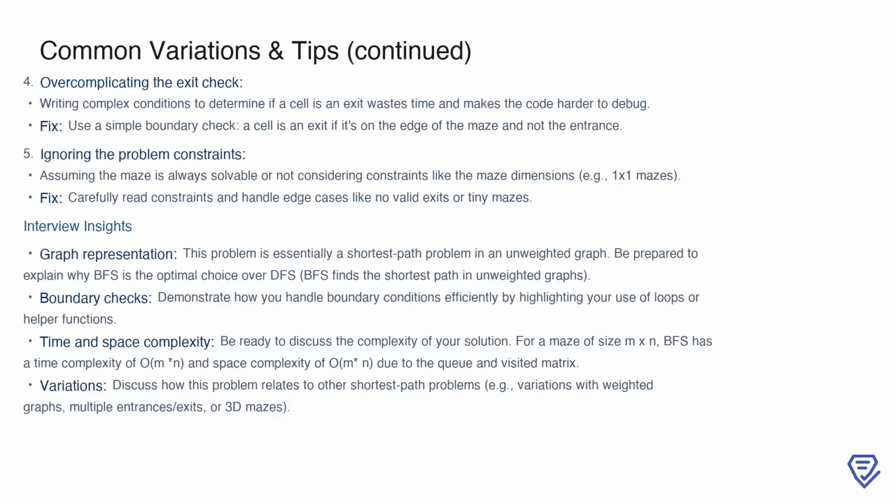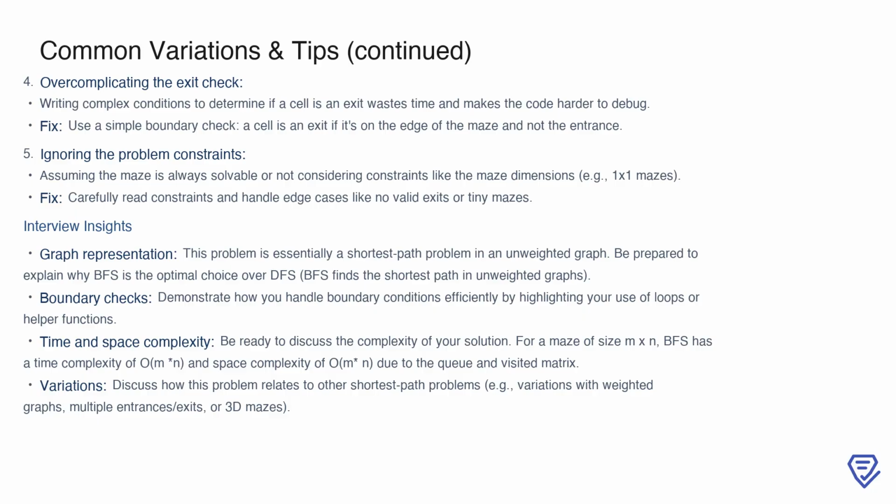In interviews, it's crucial to articulate your approach clearly. For example, explain that this problem is essentially about finding the shortest path in an unweighted graph, which is why BFS is the optimal choice over DFS. Demonstrate how you handle boundary conditions efficiently, perhaps by using helper functions or concise loop structures. Lastly, be ready to analyze the time and space complexity of your solution. BFS typically operates in O(m*n) for a maze of size m by n, and this complexity arises from both the queue and the visited matrix.